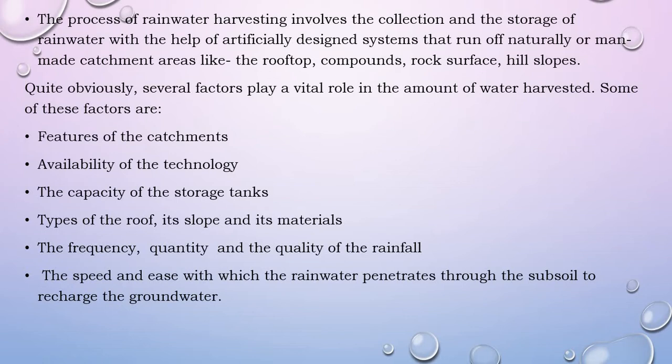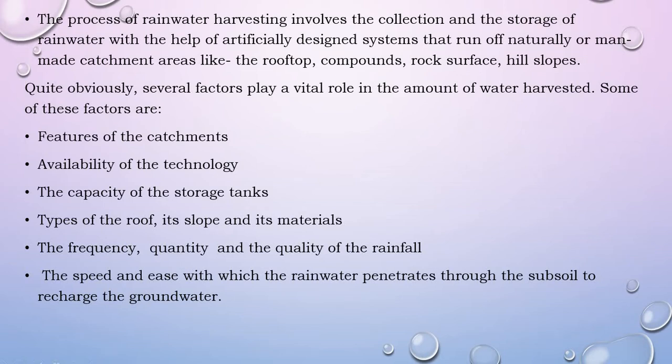What is the availability of technology in rainwater harvesting? Capacity of a storage tank means how much water is stored in a tank. Another one is the type of roof, its slope and the material used. Frequency, quantity or even the quality of the rainfall also affect that.